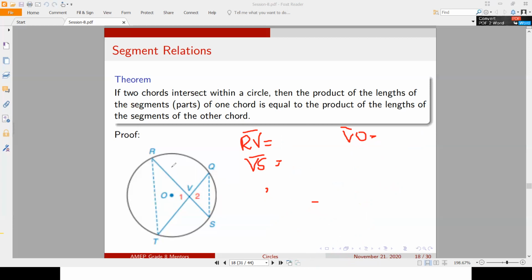Lagay tayo dito, ito ay missing, ito ay 2, this is 10, and this is 4. Ano nawawalang segment? Segment RV po, sir. Nawawalang RV. So anong pagmumultiply natin? Ano mga part natin? RV is missing. Meron tayong VS. Anong VS natin? 2 po.